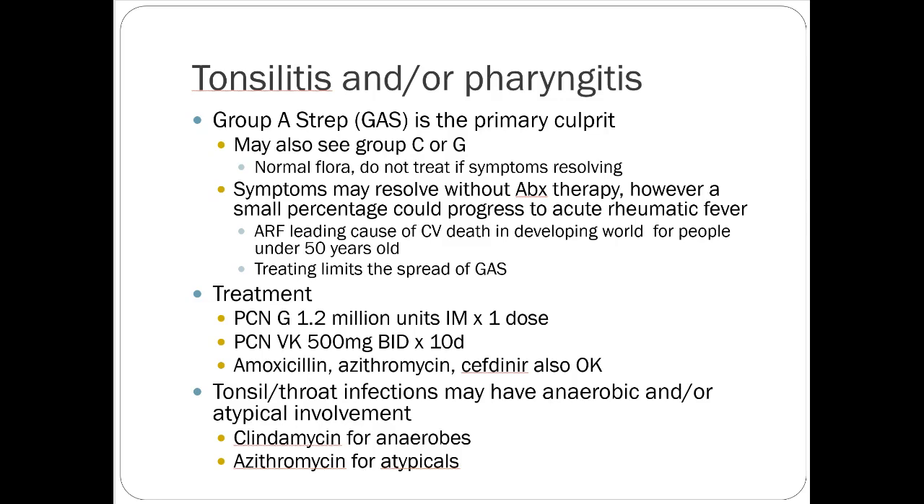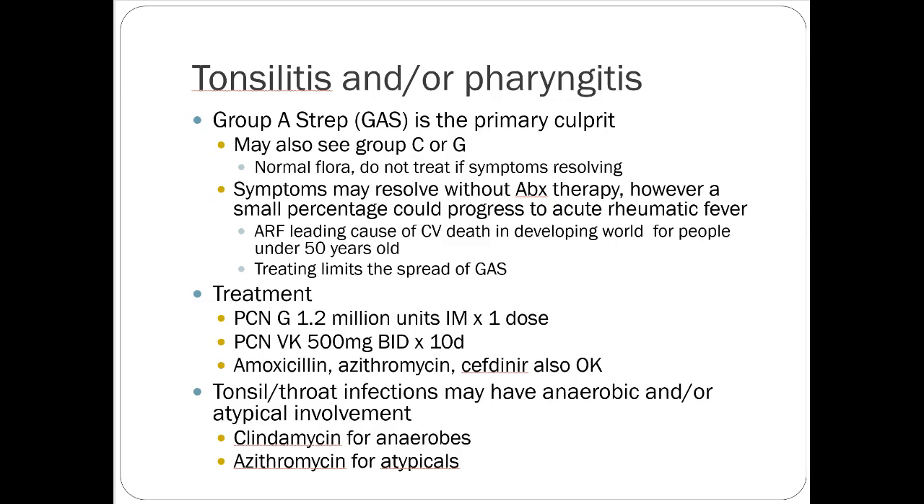With tonsillitis or pharyngitis, you're looking at group A strep as the primary bacterial culprit, so you can do a rapid test to see if it's positive for strep, and then you can do a throat culture too. If you do a throat culture, you might see not only group A strep, but you might see group C or G. Group C and G strep are normal flora, and even if somebody has symptoms, you shouldn't really treat them. The symptoms will resolve on their own, and there's really no reason to give somebody antibiotics for these. They just won't benefit from them.